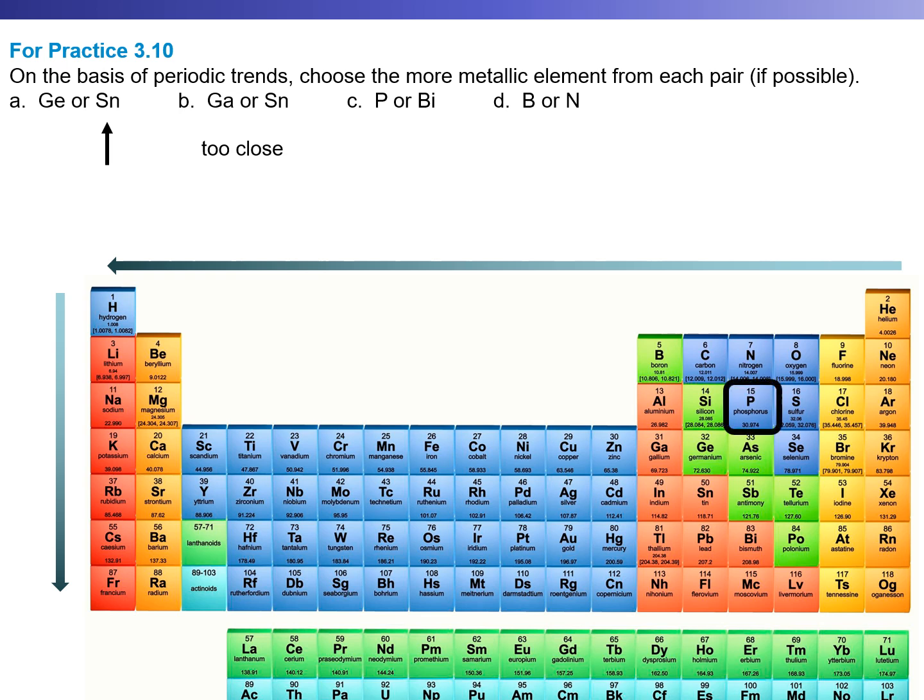Our next two are going to be phosphorus and bismuth. Again, we're looking within a column, and we know that the further down you are in a column, the more metallic you are. So that's going to make bismuth more metallic. And then the last two, boron and nitrogen. And we know that the further left you are, the more metallic you are, and that's going to bring us to boron.